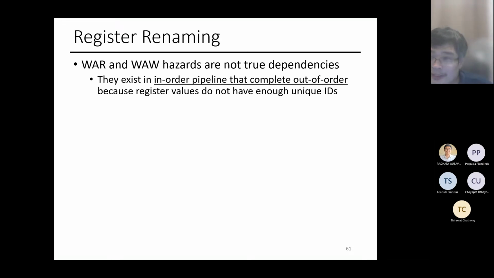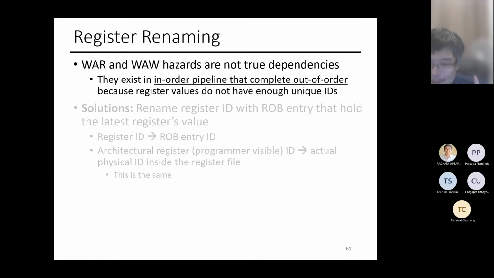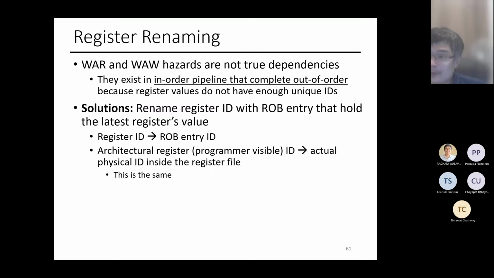If you look at the code in program order, you don't have a data dependency. It only happens because you start to issue things in a different order. You need a different version of R3 for different lines in your assembly, so we need to use register renaming to fix it. The solution we have already shown earlier: we rename the register ID with the ROB entry that holds the correct version.